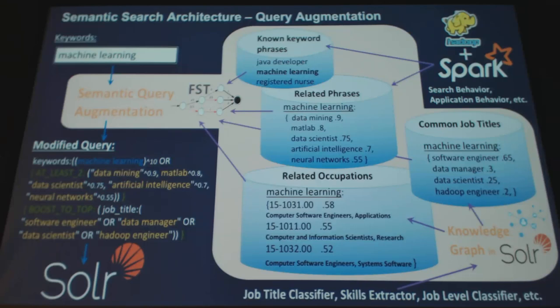So this is just the query augmentation phase. We take machine learning in, we check with our knowledge graph, and based upon that knowledge graph, we generate a more relevant query, send that to Solr, and that's how we ultimately get the results coming back.